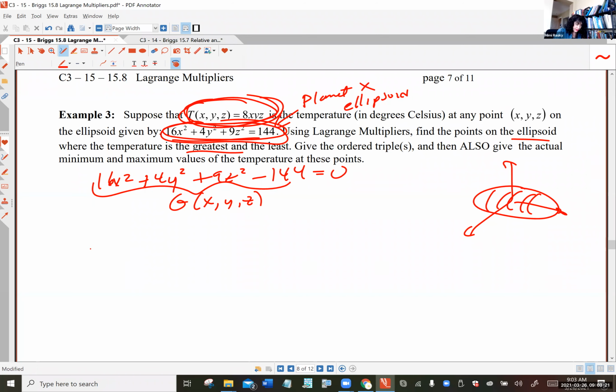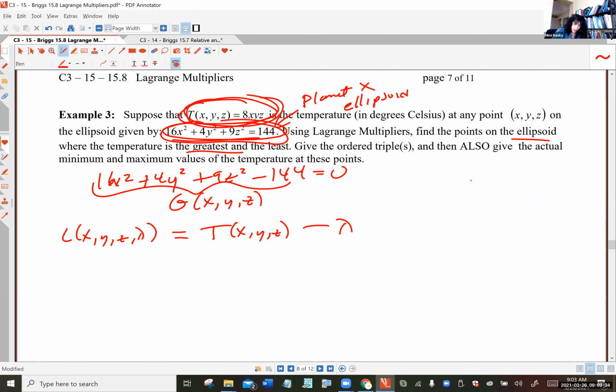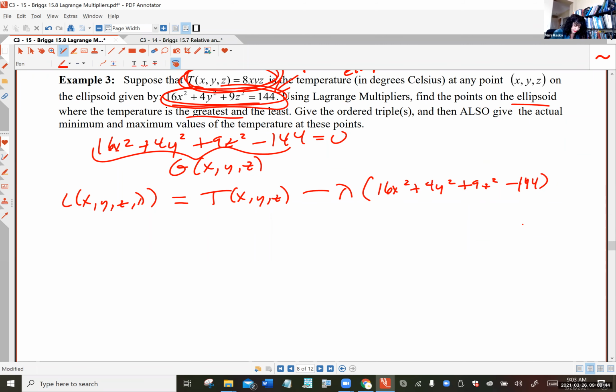Okay, so if I form my Lagrangian, it's going to be big T, because that's the quantity to be optimized, minus lambda, that's the Lagrange multiplier. And the Lagrange multiplier is multiplied with 16x squared plus 4y squared plus 9z squared minus 144. Okay. So we're going to do calculus on the Lagrangian. So I'm going to get 4 partials.